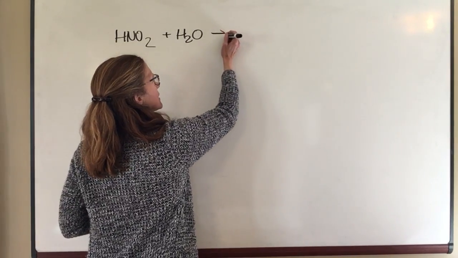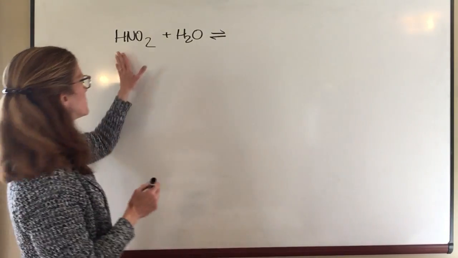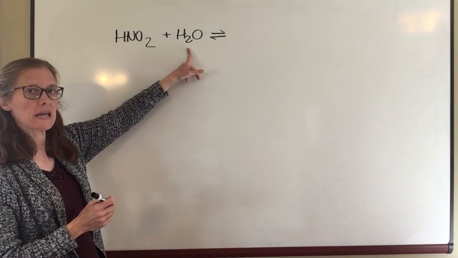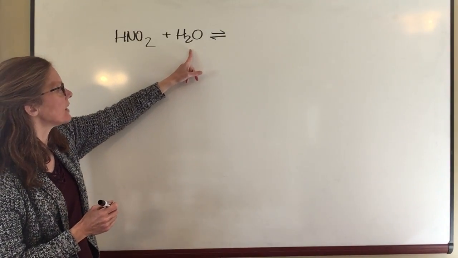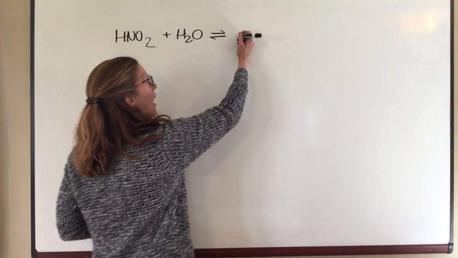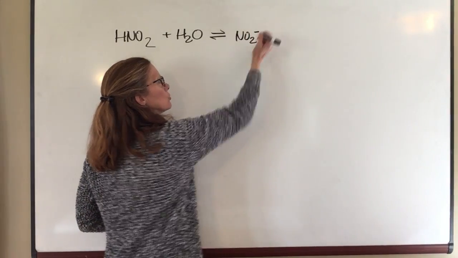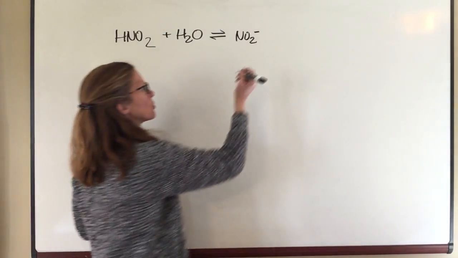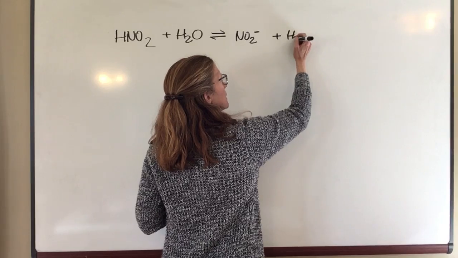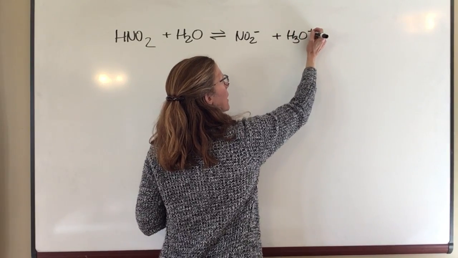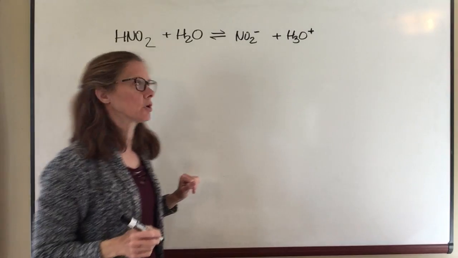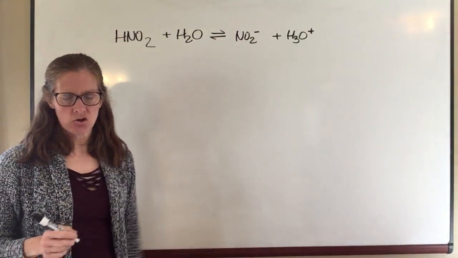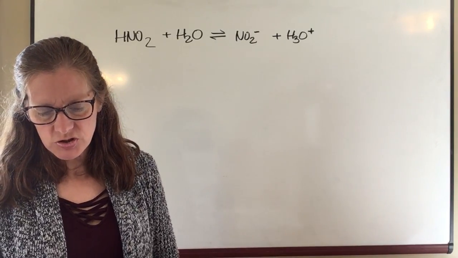So this again is an equilibrium reaction. Since this is the acid, this is going to donate a hydrogen ion over here. And what's going to be left behind is an NO2 minus because I've taken off the H plus. The H plus is going to join the water and make an H3O plus, a hydronium ion, which is one that you memorized a long time ago. Hopefully you haven't forgotten that. So this is what the ionization reaction actually looks like.